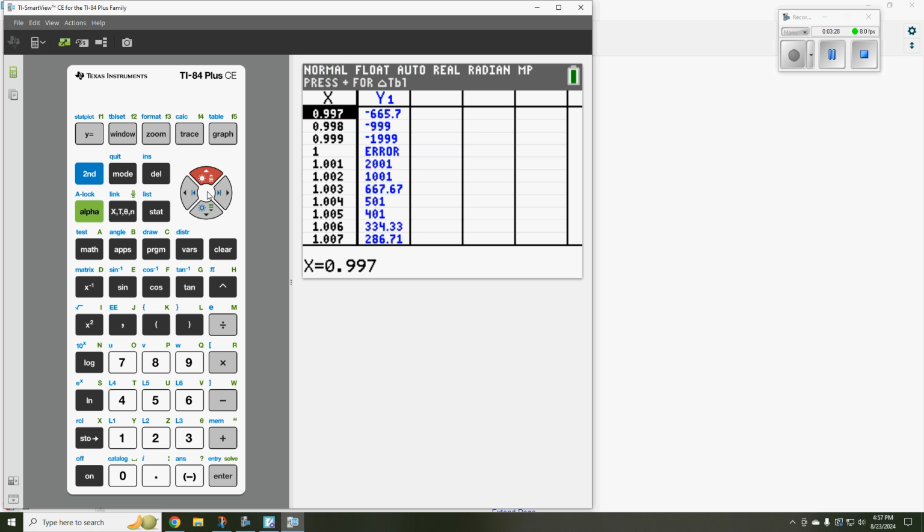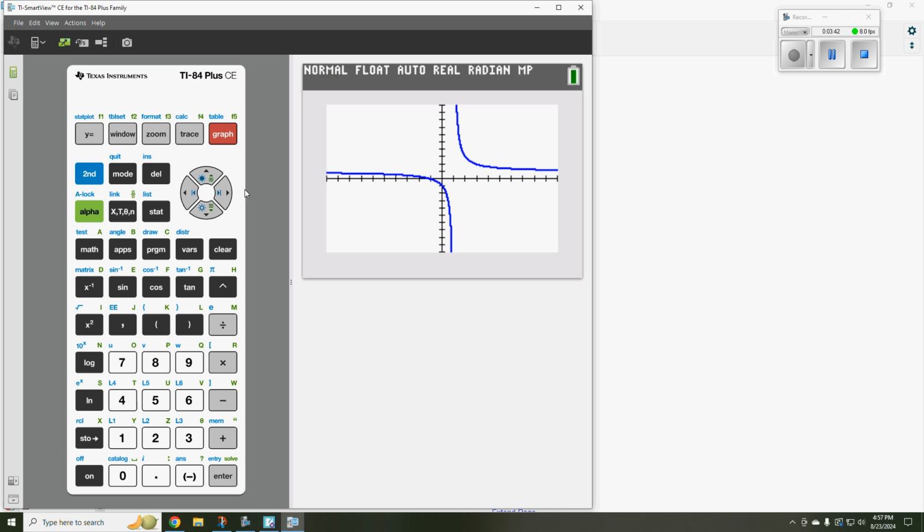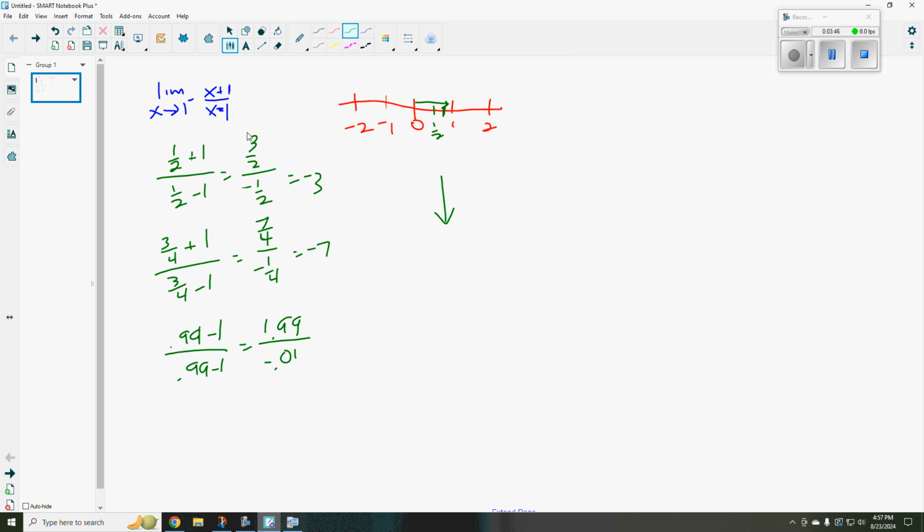And I can also see that as I'm approaching 1 from the positive side, well, it's starting to get really big positive, while from the negative side it gets really big negative. So this is verifying what my graph looks like. So I would say that the limit as x approaches 1 from the negative side of my function here is equal to negative infinity.